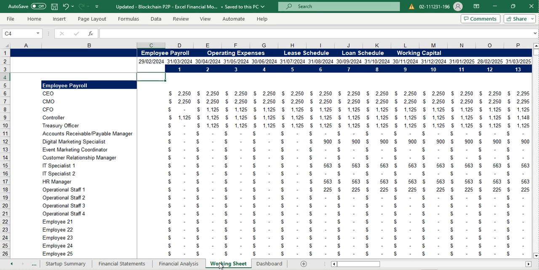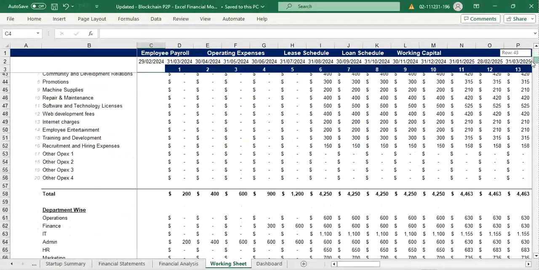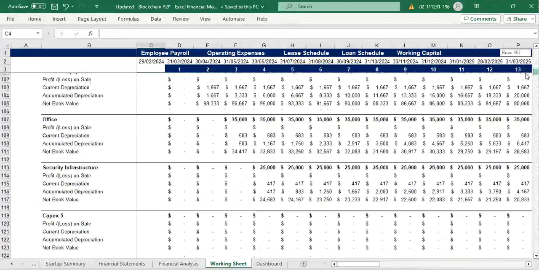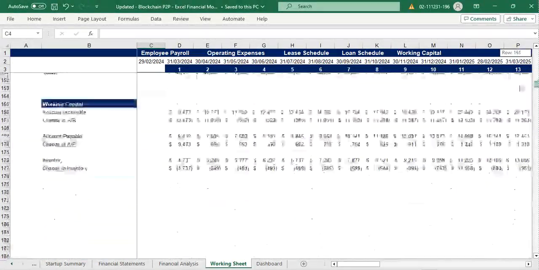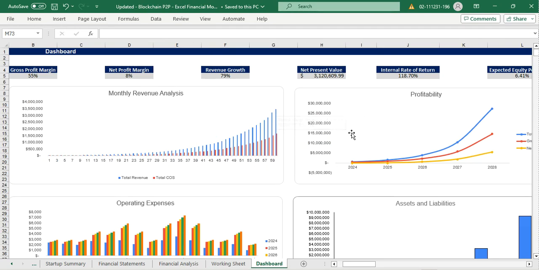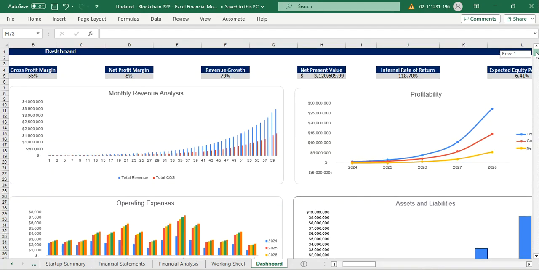Moving on we have the working sheet. Working sheet contains all the working regarding employee payroll, operating expenses, lease schedule, loan schedule, depreciation schedule and the working capital working. Next up we have dashboard. Dashboard contains a clear picture of where business is standing in graphical manner, which shows all important graphs.